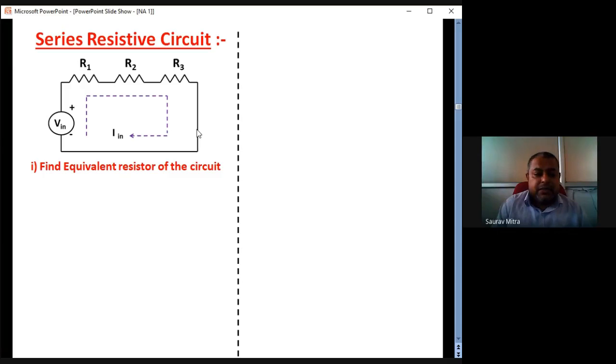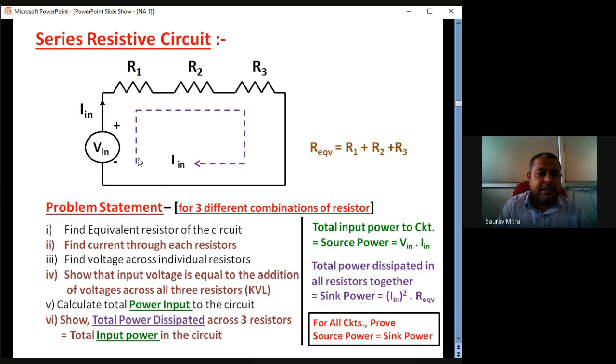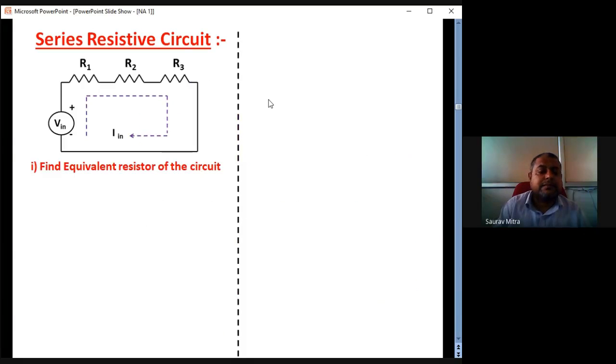Let us start. There are 6 agendas and I'll be solving them one by one. So what is the first agenda? This is the same circuit. Find the equivalent resistance of the circuit and use an ohm meter to measure the R equivalent.